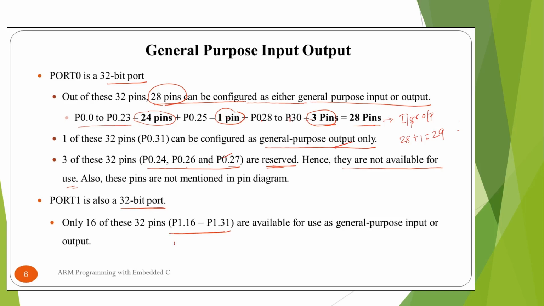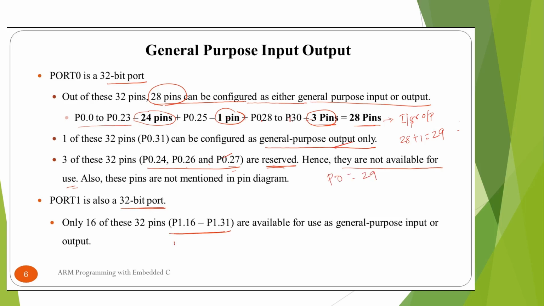Now, out of 32, 29 pins we have discussed. The remaining pins are 3. So that is port 0.24th pin, port 0.26th pin, and port 0.27th pin. These 3 pins are not for user purpose. They are reserved, so the user can't use these 3 pins. So for port 0, we have 29 pins.